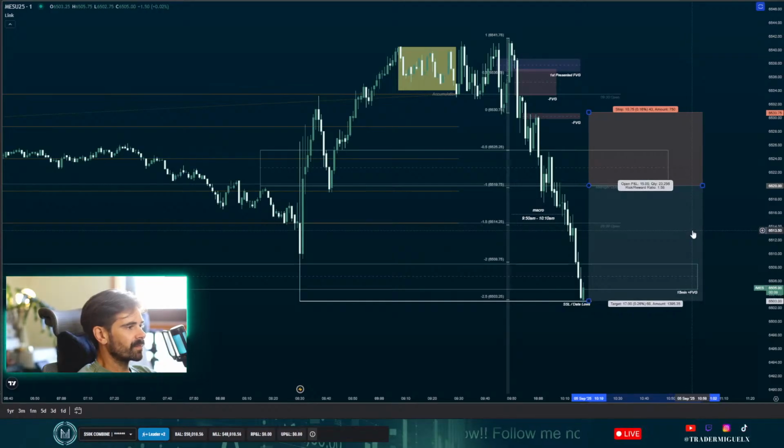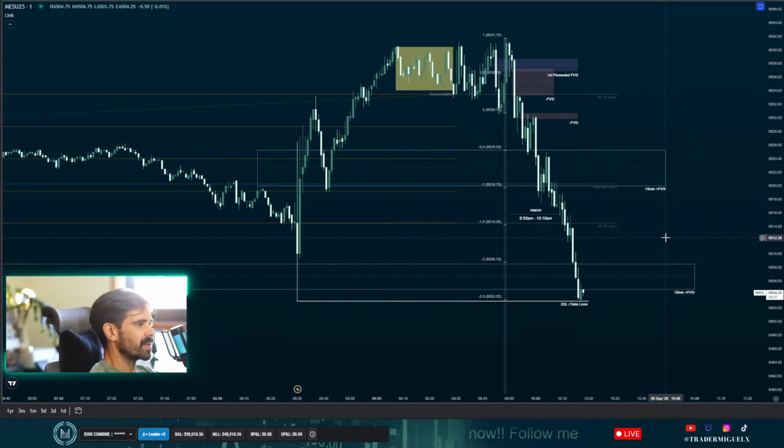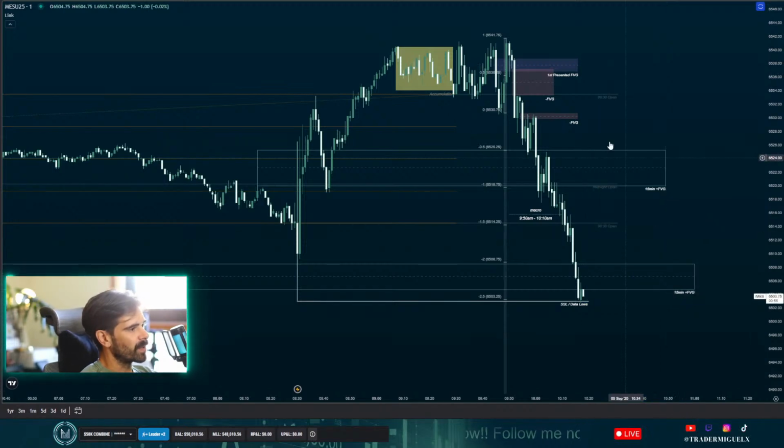yeah, not that good. I don't like to play setups when my projection does not give me at least 2R, because if I need to take some partials, I would end up with a trade that has about 1R, and that's not ideal.